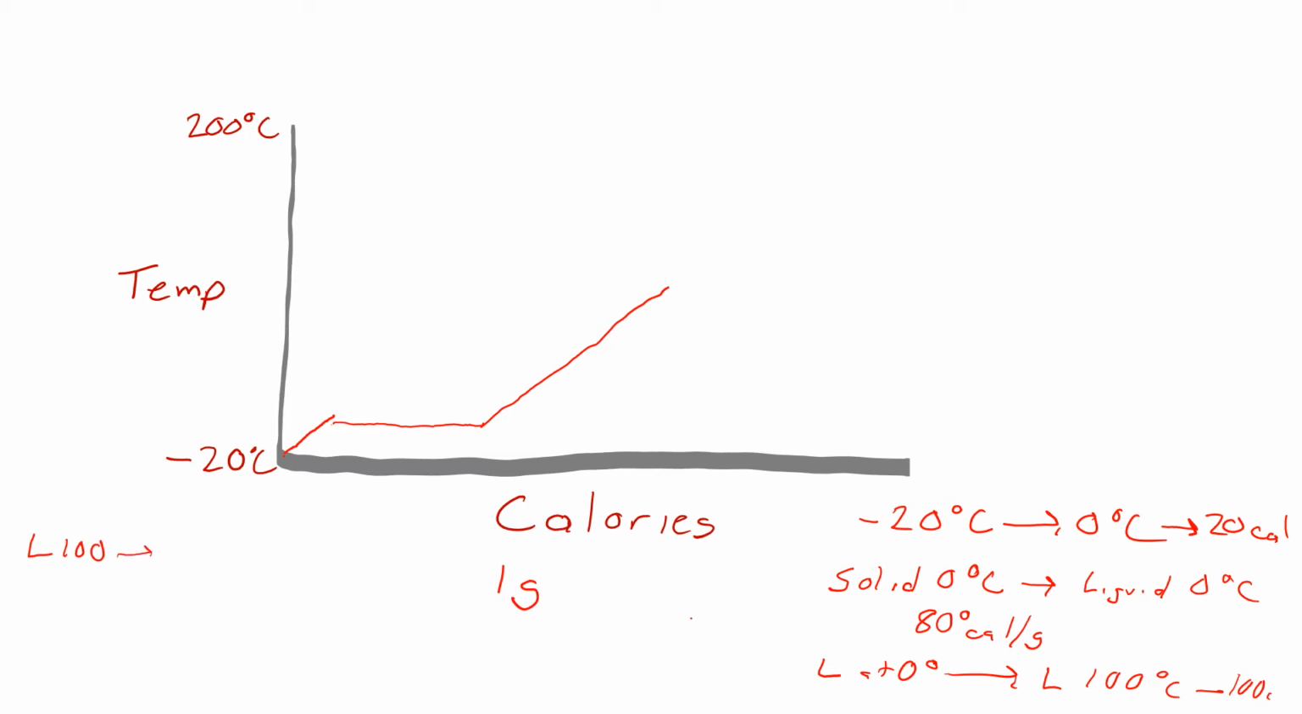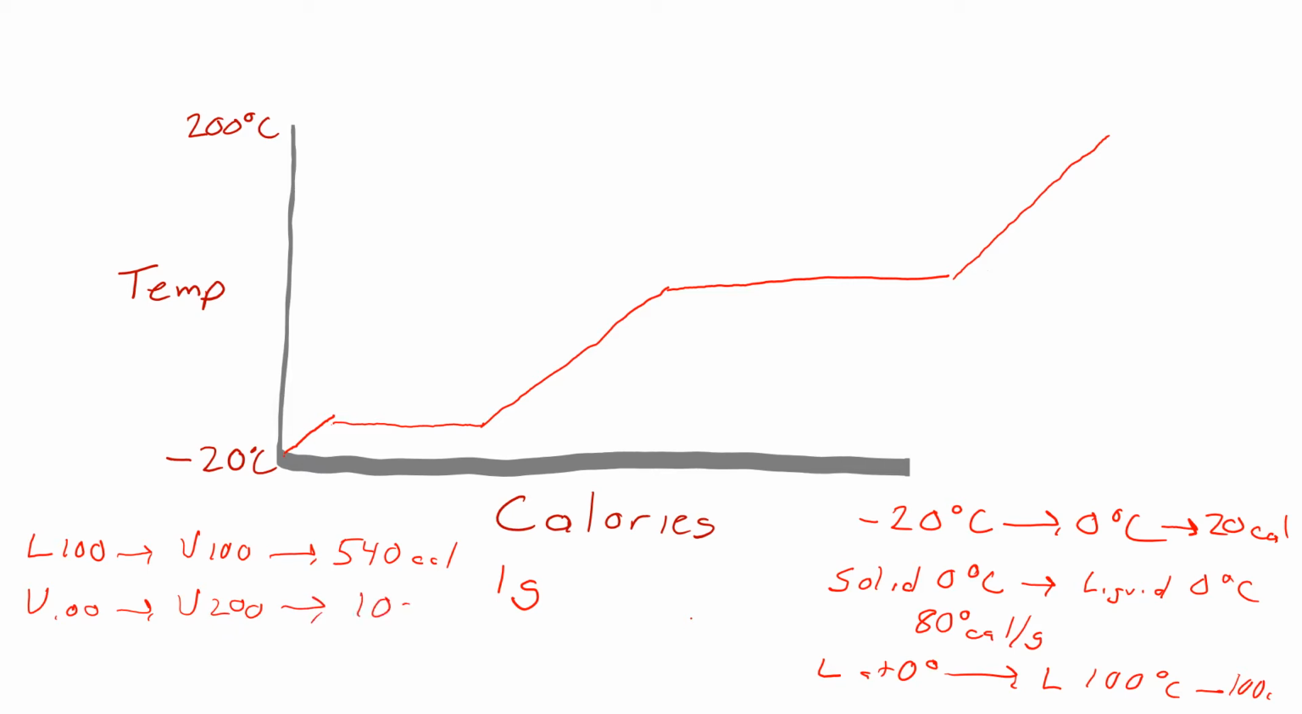To go from a liquid at 100 to a vapor at 100 requires latent heat of vaporization, which is a huge amount of energy, 540 calories. This obviously isn't drawn to scale, but it can look something like that. And then to raise it from vapor at 100 to vapor at 200 requires another 100 calories.